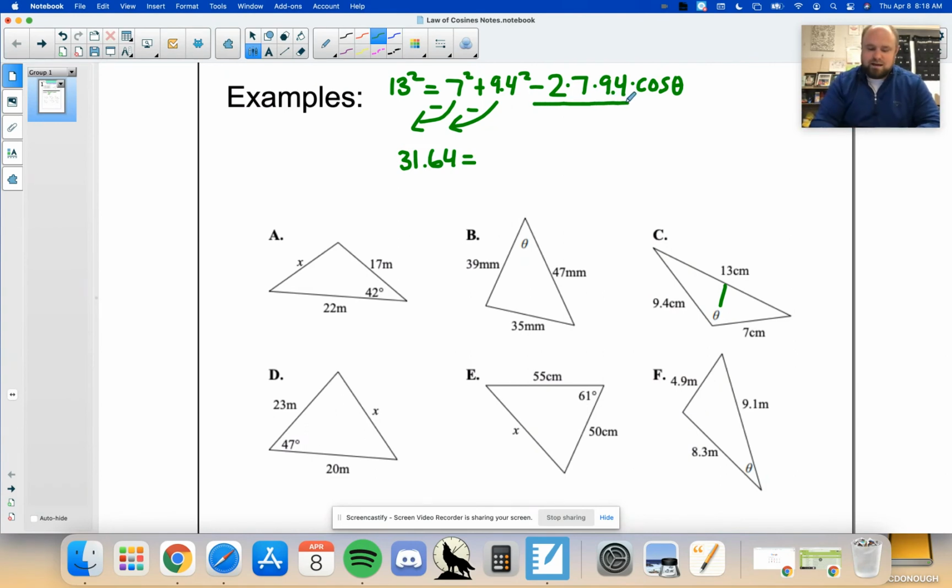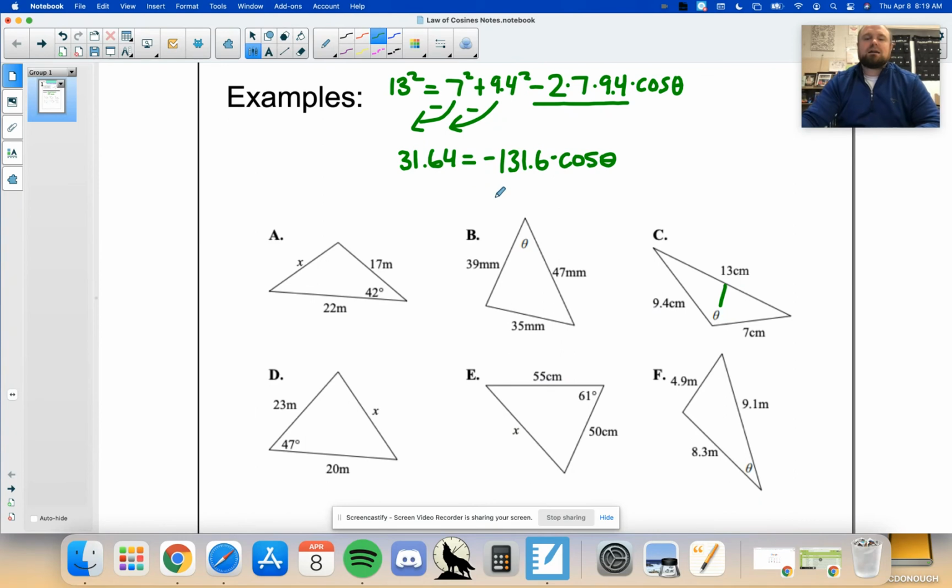So if I take a negative 2, okay, notice how it is a negative, right? Negative 2 times 7 times 9.4, I end up getting a negative 131.6, and then that is still being multiplied by the cosine of theta. So notice how I'm saving a little bit of time and a little bit less work just by subtracting those two parts over right away.